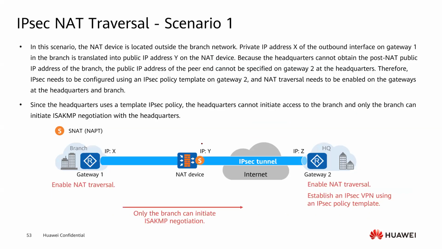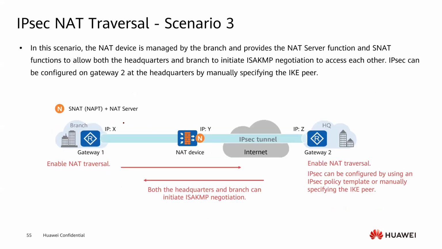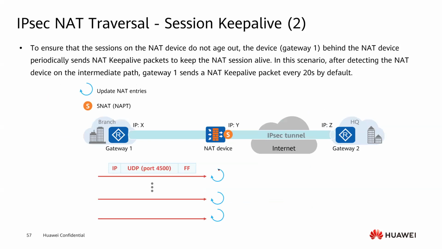So, some usage scenarios. Let's quickly look at it. That's the scenario. Just pass some NAT services. This is session keep. Pass. So basically, we have a basic idea of how IPsec NAT traversal works.